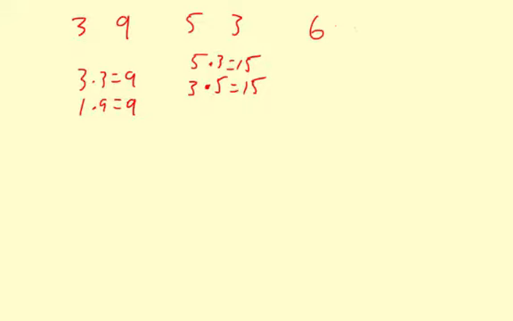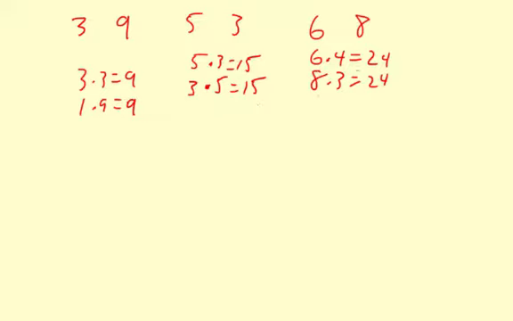What if I have 6 and 8? Well, let's see. 6 times 4 is 24. And 8 times 3 is 24. So the least common multiple is 24. Okay, so how can you figure these out?